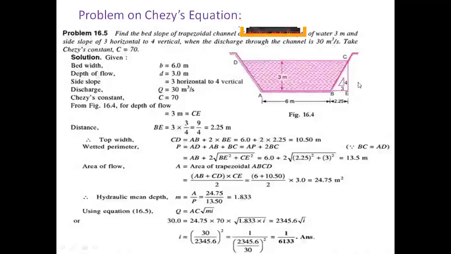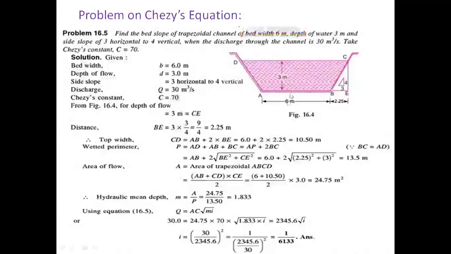The side slope value is given as 3 horizontal to 4 vertical, that is 3 by 4. BE is 3 and CE is 4. We consider the side slope as 3 by 4. Here only the side slope value is given, and we need to find out the bed slope of the channel. The Chezy's constant value is already given as 70.